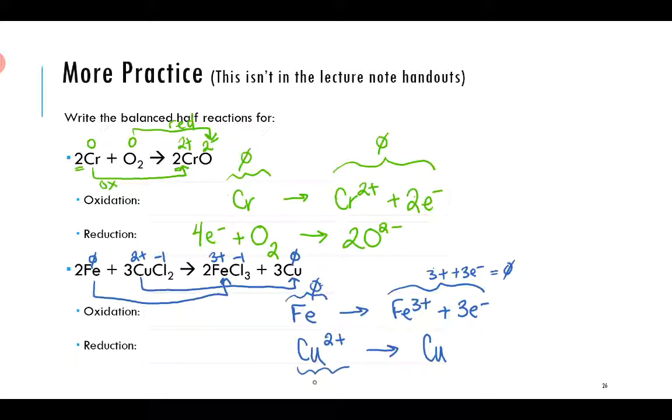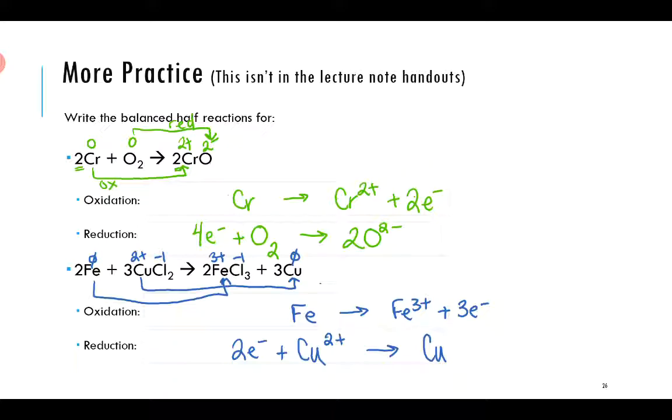Over here, we have 2 positive. Over here, we have 0. We have to add our electrons to this side so that we bring our charge down to be 0 like the other side. And so our balanced half reactions are just written like this. That's all.